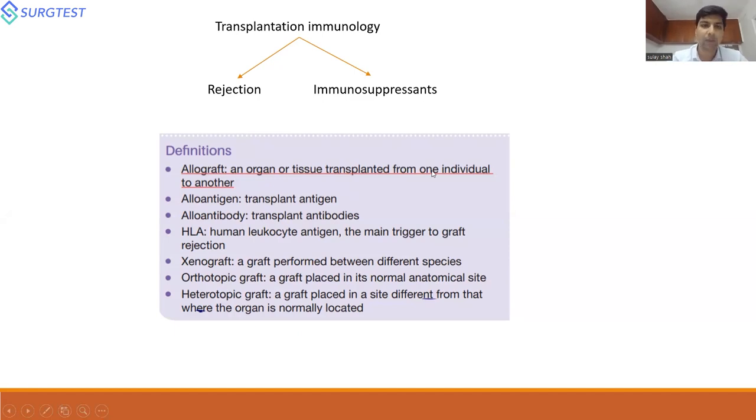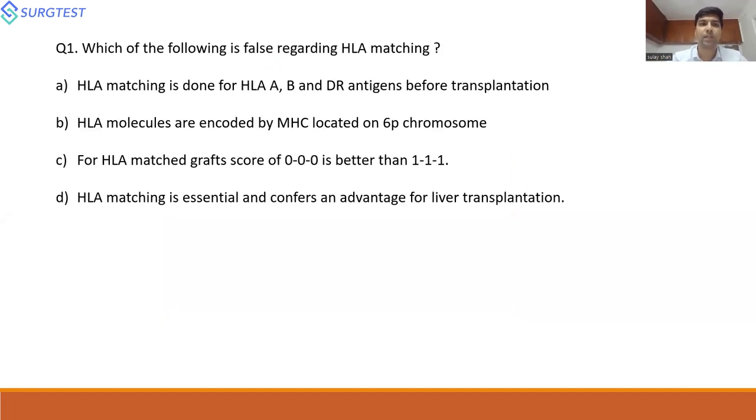Now, picking up the pace a little bit. The first question: which of the following is false regarding HLA matching? HLA matching is done for HLA-A, B, DR antigens before transplantation. HLA molecules are encoded by the MHC located on the 6p chromosome. For HLA matching, a graft score of 000 is better than 111. And HLA matching is essential and confers an advantage for liver transplantation. Which of the following is false?